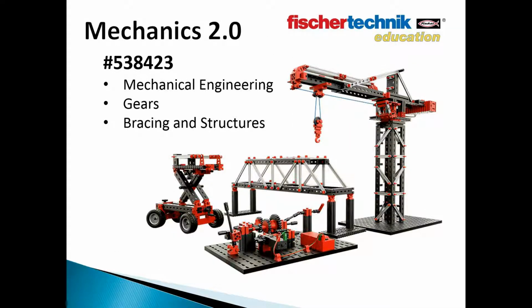Now at this point, let's get started by first off looking at the Mechanic 2.0 set with a part number of 538423. This set is used for exploring different aspects of mechanical engineering, and it's an upgrade version of an earlier set simply called Mechanics, and contains several sophisticated new models. In all, this set contains 500 parts for building 30 different models.